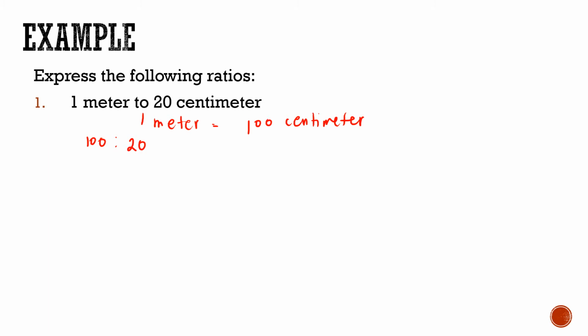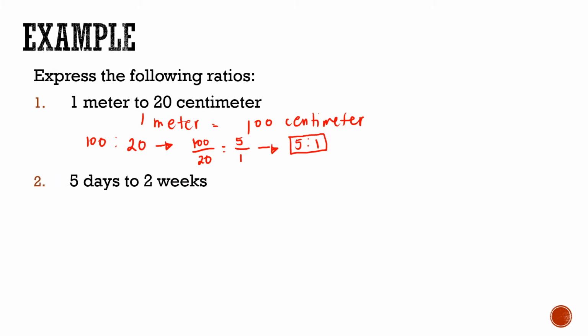Now, we can simplify 100 is to 20. As we write this as a fraction, this is 100 over 20. The lowest term of 100 over 20 is 5 over 1, since both 100 and 20 are divisible by 20. Now 5 over 1 is expressed again as a ratio, 5 is to 1. Therefore, 1 meter to 20 centimeters in ratio form is 5 is to 1.